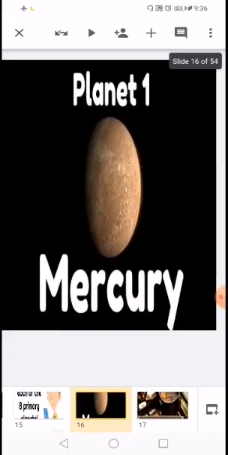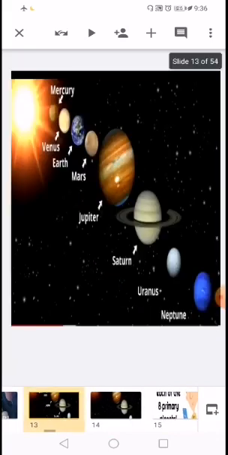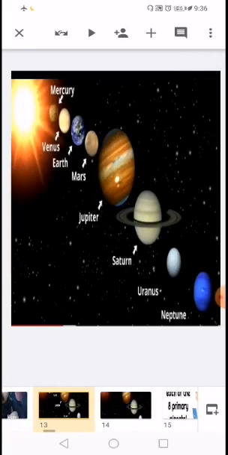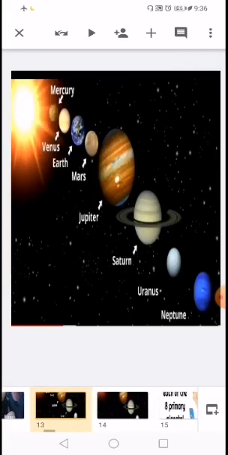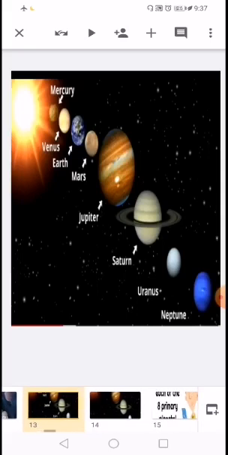So the first one is Mercury. Mercury is the closest planet to the Sun. The second planet is Venus. Our planet Earth is the third planet from the Sun. The fourth planet is Mars. The fifth planet is Jupiter. That's the biggest planet. The sixth planet is Saturn. Uranus is the seventh planet and the eighth planet is called Neptune. Neptune is the farthest planet from the Sun.